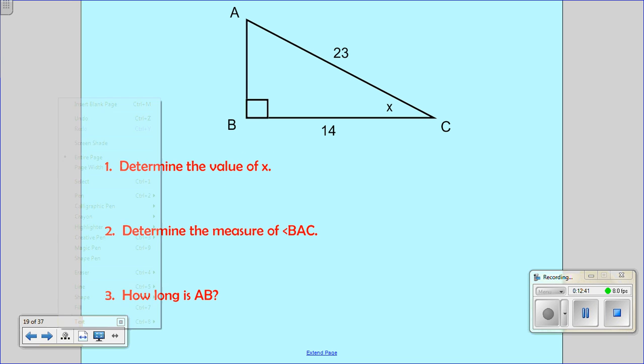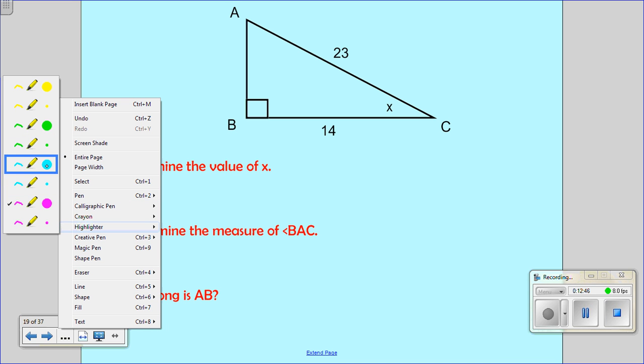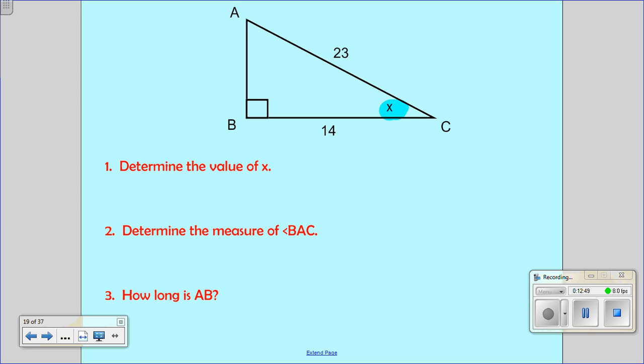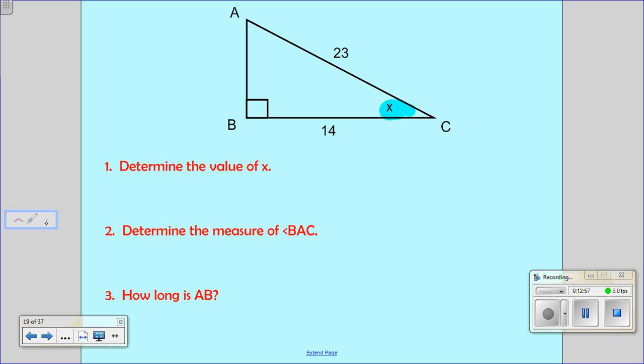So the first thing it wants us to do in this problem is to find the value of x. X represents our reference angle. So let's highlight it. So based on where x is located, this hypotenuse is labeled as 23. And then the adjacent side is labeled. So since I have adjacent and I have hypotenuse, what trig function or ratio can I write?